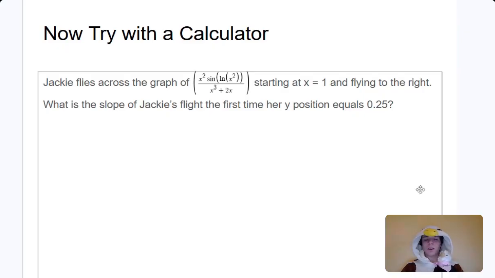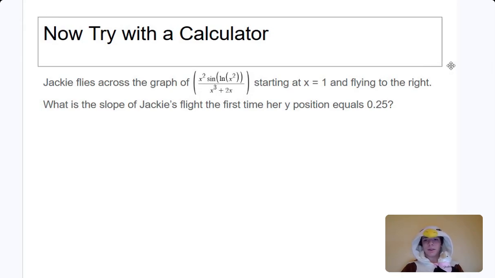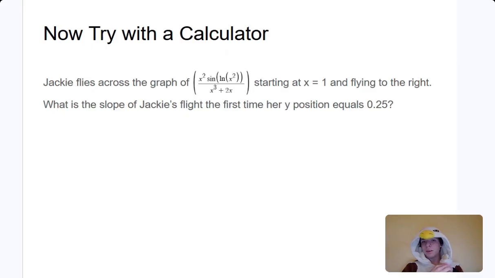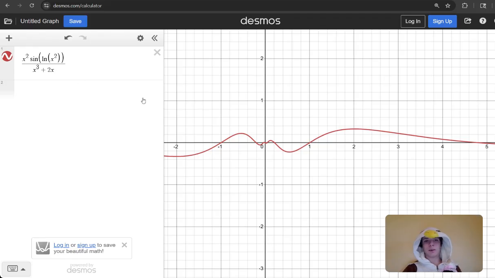So this one's a little challenging, but we have the calculator, and on the AP test, you're allowed to use Desmos because it's on the computer. So let's see what this is asking us. First, we need to find the first time our y position equals 0.25, because it doesn't give us an x value. We need to solve for an x value. So we have this function graphed out on Desmos here, and we want to find the first time that Jackie's y position equals 0.25.